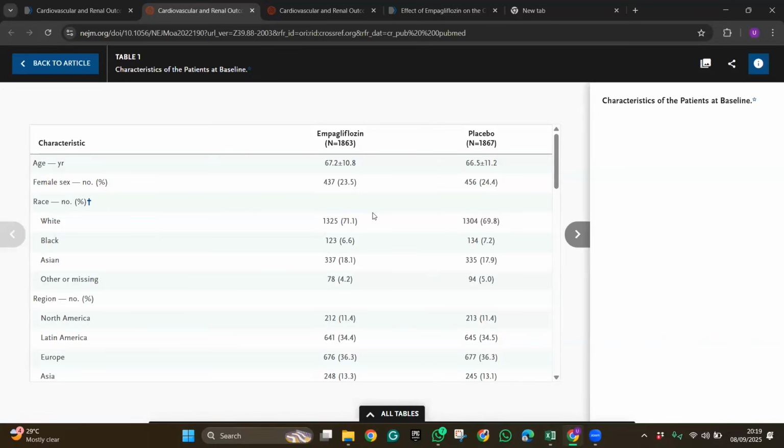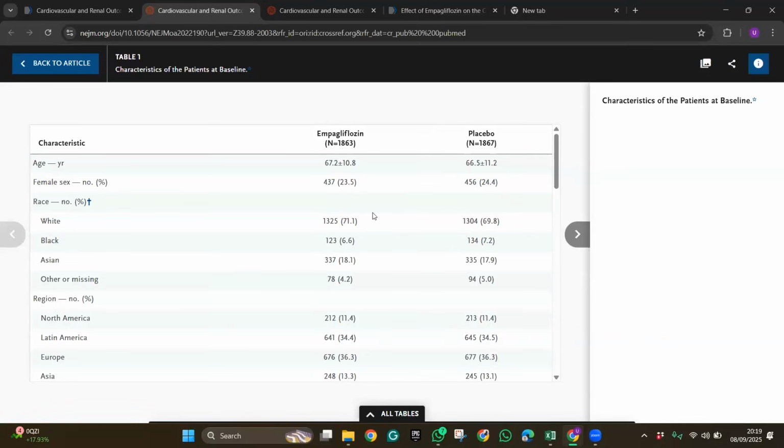Like there are single arm meta-analyses, but they are not that beneficial. There should be at least two groups. That is, it should be a double arm meta-analysis. One is the intervention group and the other is the control group. And this type of study is better because you're actually comparing two groups.